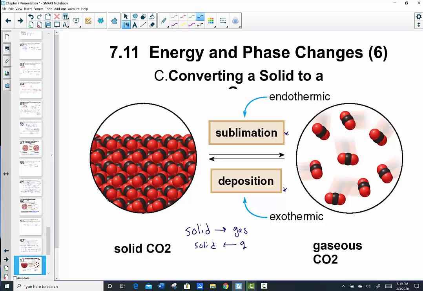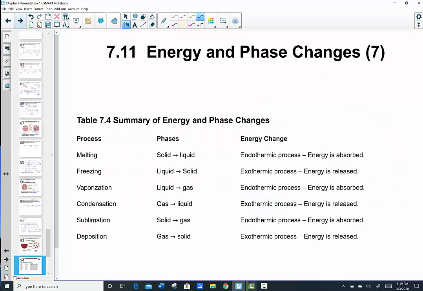Deposition, going from gas to solid directly. There is no in between stopping at the liquid phase. If you go from solid to gas directly, no stopping at the liquid phase, that's known as sublimation. Dry ice is solid carbon dioxide turning instantly into gaseous carbon dioxide without going through the liquid phase.